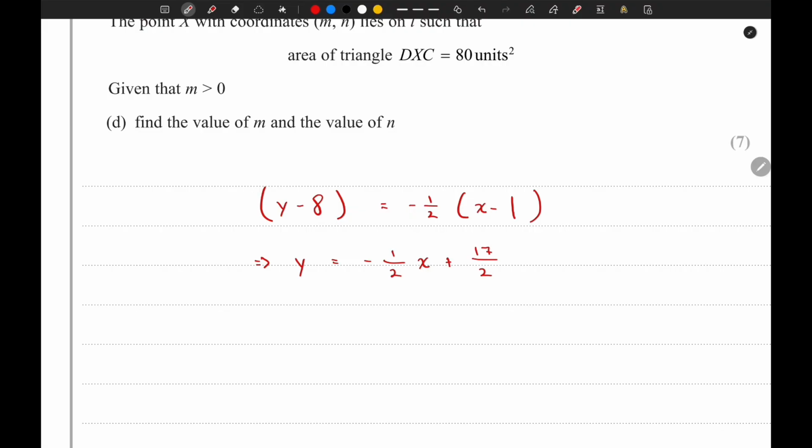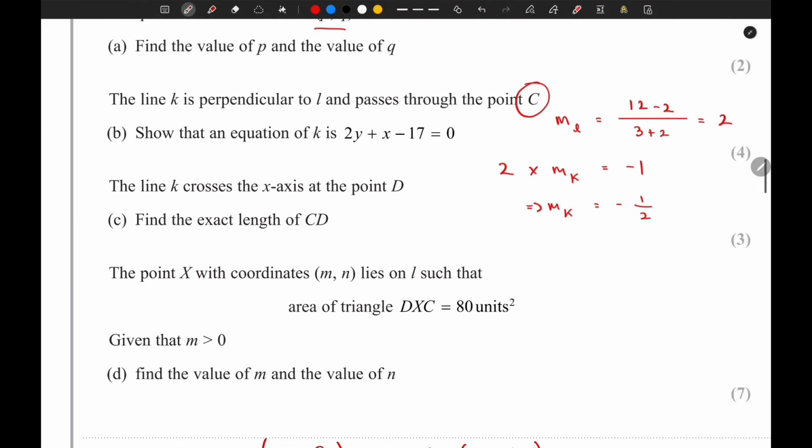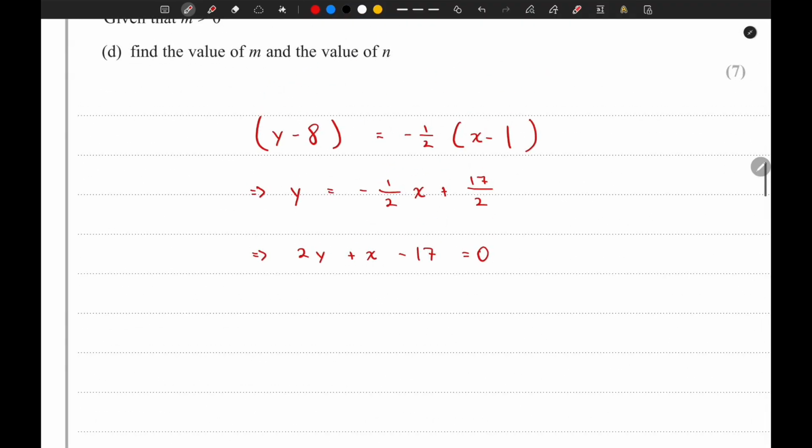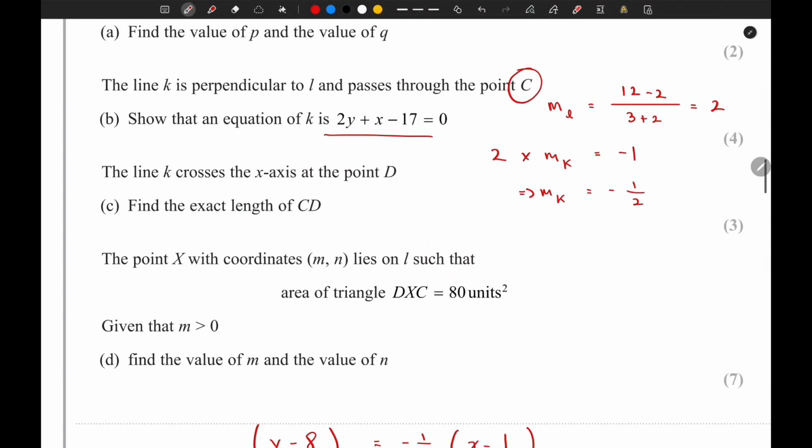So that is the equation of line K, but we need to write it in this format, which means that we need to multiply this whole equation by 2. So it's 2y plus x minus 17 equals 0. So that is the answer for this one. Now moving on to the next question.